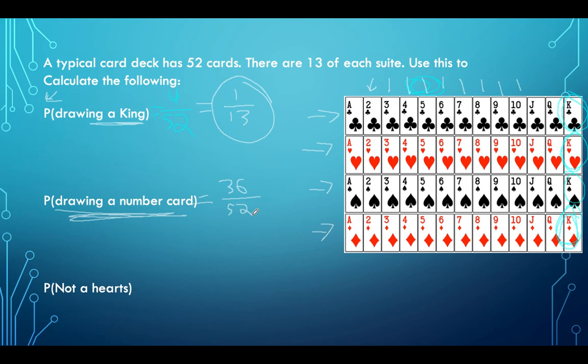So I think 4 goes into both of these. 4 goes into 36 9 times. 4 goes into 52 13 times. So probability of drawing a number card would be 9 out of 13. So that's pretty likely.